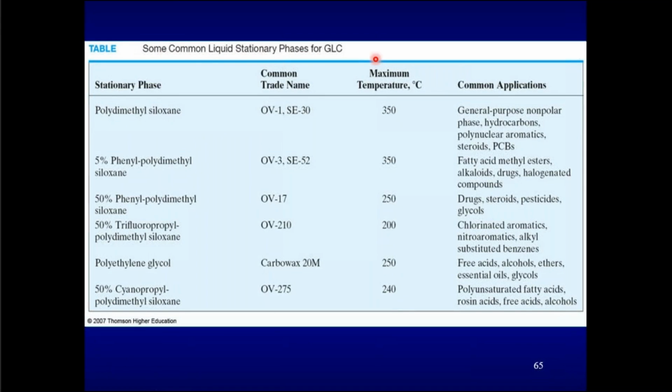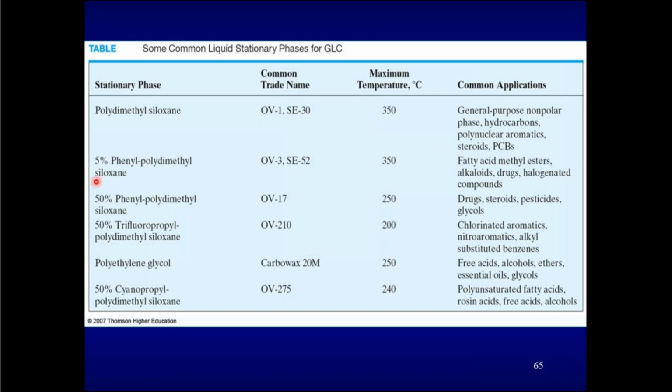Some common liquid stationary phases for GLC. You have polydimethyl siloxane. You see the temperature; this is what is important. The maximum temperature which can be used with this stationary phase is 350 degrees centigrade. Beyond this temperature, if you operate with this stationary phase, there are high chances of losing it. And this stationary phase is used for general purpose, non-polar applications: hydrocarbons, polynuclear aromatics, steroids, and polychlorobiphenyls.